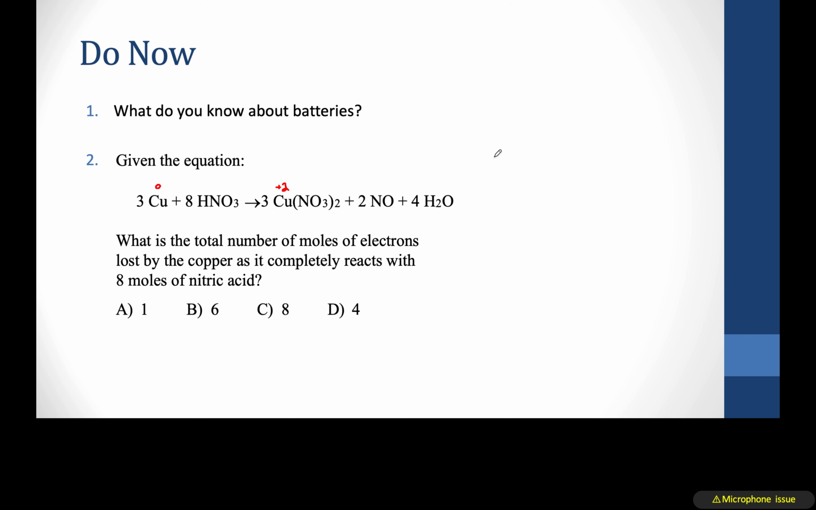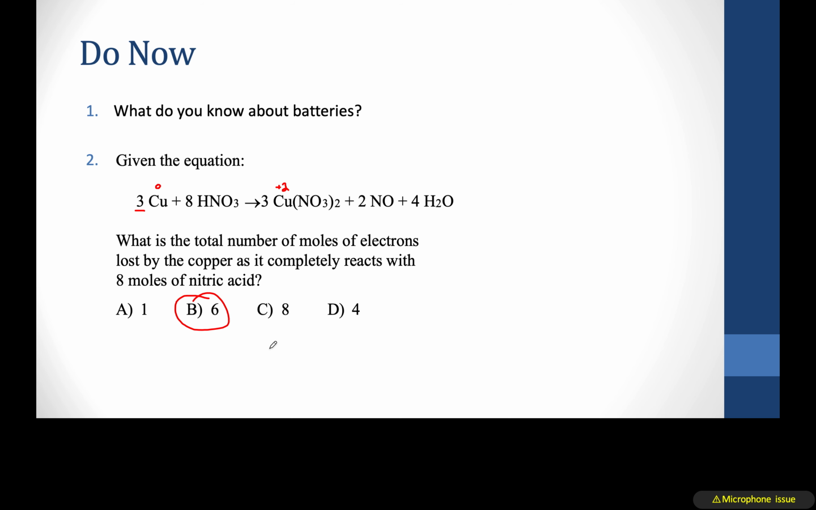If we write that out, you can see that going from 0 to 2+ means you lost 2 electrons. So 1 mole of copper would lose 2 moles of electrons. But in this balanced equation, we have 3 moles of copper. So it's really 3 times the 2 moles of electrons to get 6. So tricky stuff.